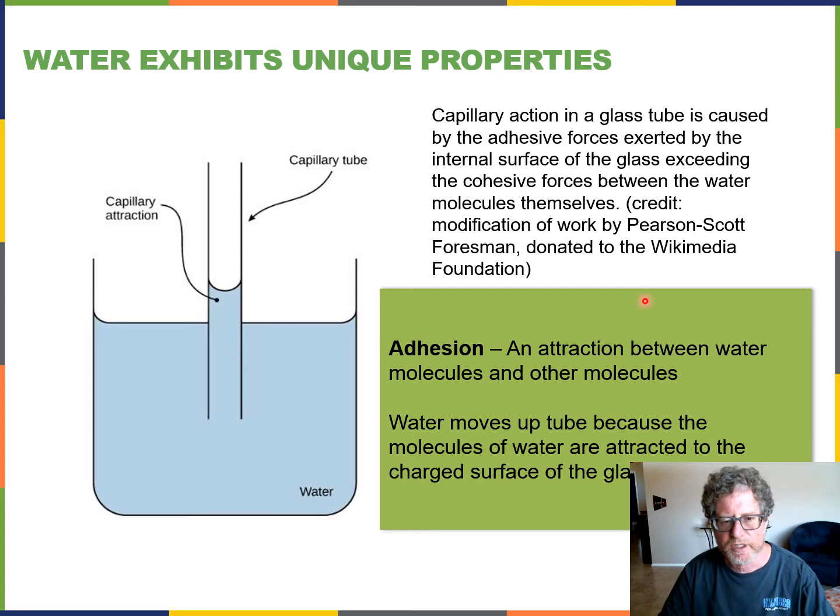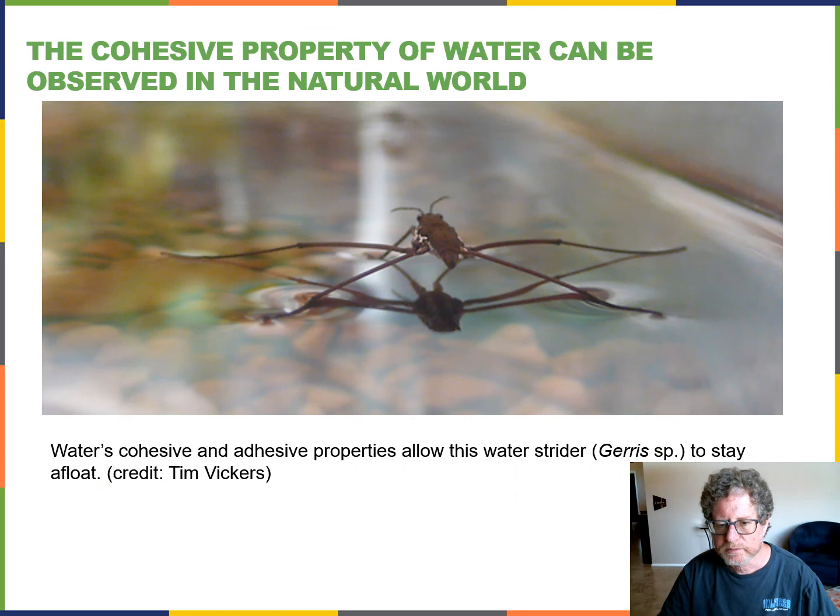This is a phenomenon called capillary action, and the adhesion between the sides of the tube will actually pull water up the tube. Here's some sort of water strider, and it has a light enough weight and enough surface area on its legs that it can actually walk across the little skin on top of the water without breaking through.